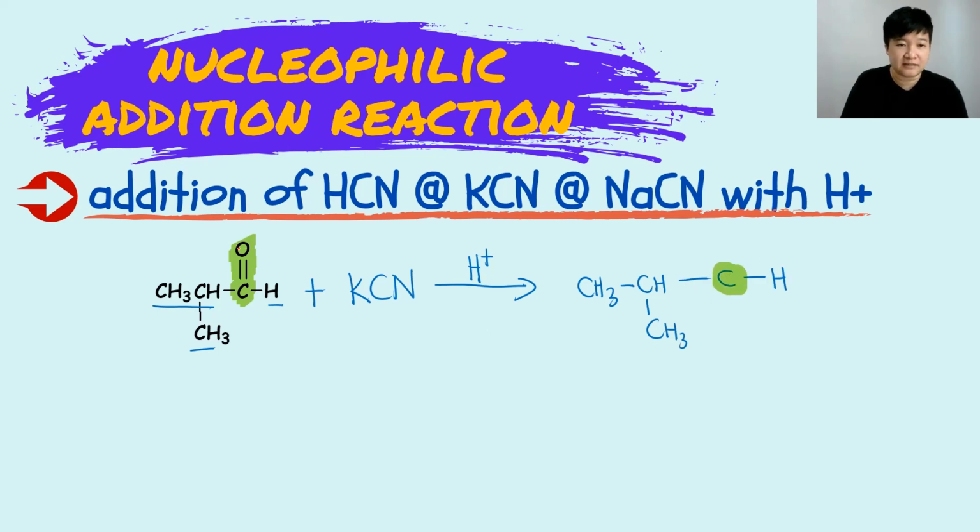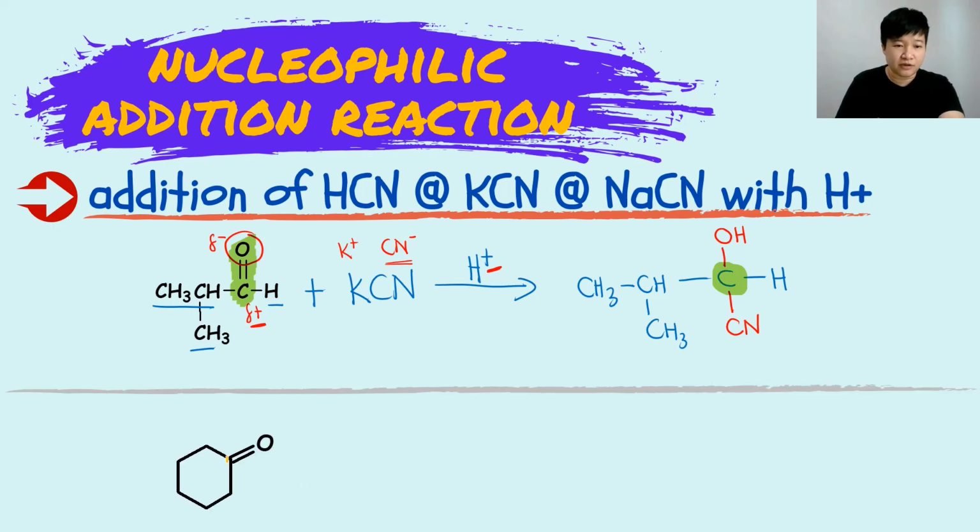So what is happening? Your oxygen is partially negative, your carbon partially positive. You have your K+, you have your CN-. Knowing that the oxygen will be forever taking the H+, you form an OH. So the partially positive carbon will be taking your CN-. Alright? Simple. Focus only on one person, the carbon holding the double bond O, your carbonyl group.